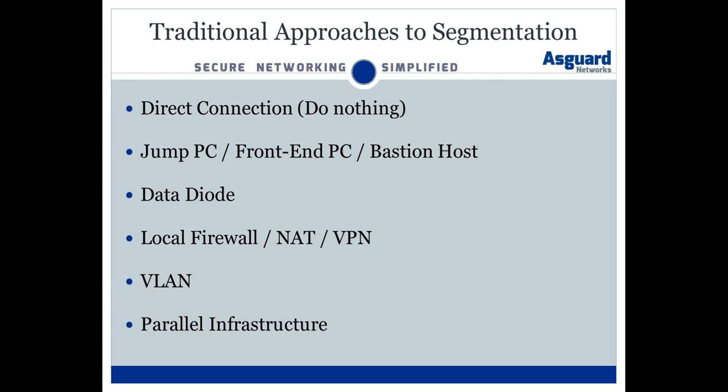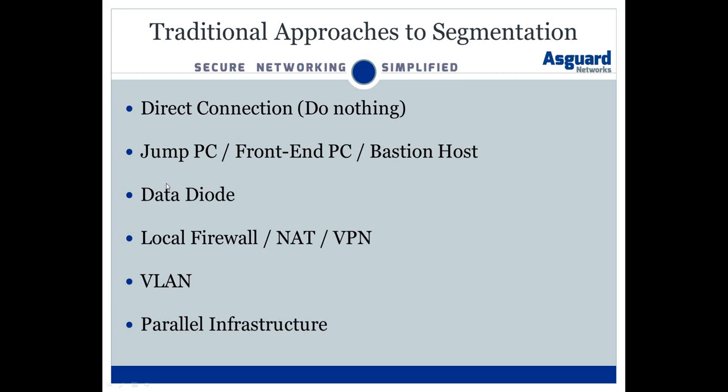Traditionally, segmentation has been approached in a number of different ways. Direct connection, right, and do nothing, and this is very, very common. And here I think a lot of education is needed in the community, so people know the risks that they are taking when they put a serial port server directly on the internet. Then a jump PC, a dual-homed PC, a vanilla PC, or a hardened PC that serves as a gateway or jump platform to get into a process environment.